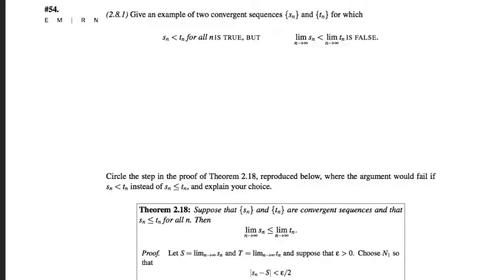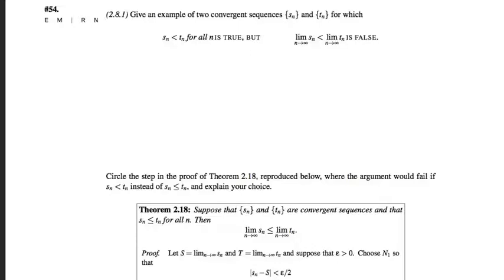So this problem relates to how sequences combine together with the ordering of the real numbers, right? So we have a theorem, theorem 2.18, which is in the text, that says if I have two sequences, the SNs and the TNs, and if all the SNs are less than or equal to the TNs, then if both of them are convergent, the limit of the SNs is less than or equal to the limit of the TNs. So if it's not possible for the S's to be bigger than the T's, then it's not possible for the limit of the S's to be bigger than the limit of the T's.